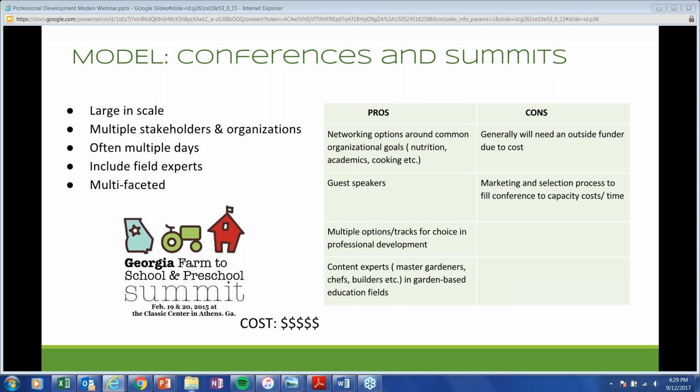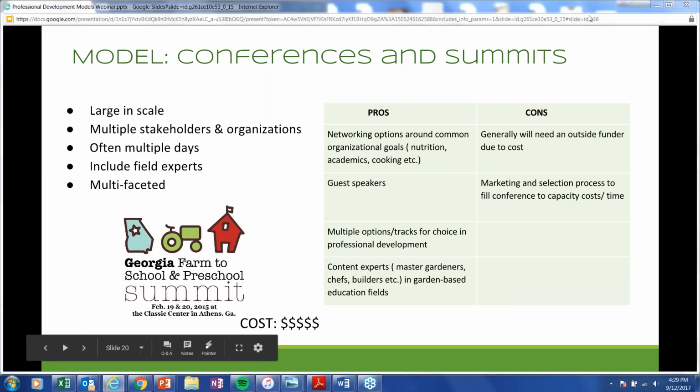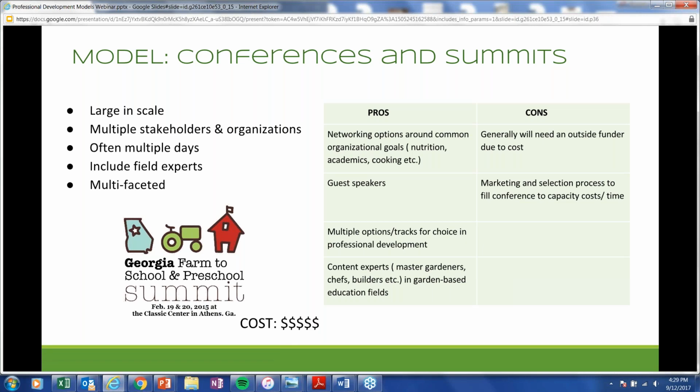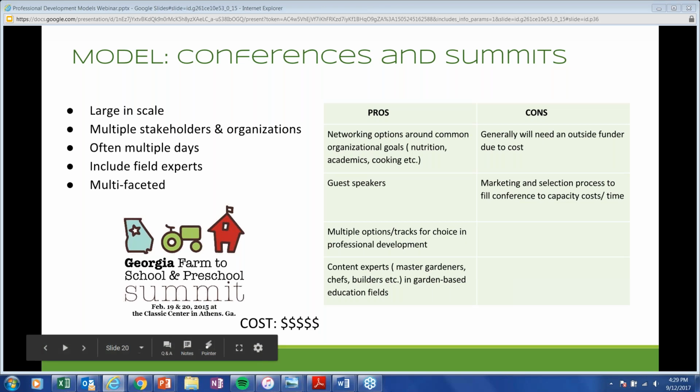Cons: expensive. You generally need an outside funder. You need location. You need to get people in to speak. And marketing and selection to fill conference capacity can take some time. So if you put in all this money to a conference, you need to get people to go there. And sometimes that costs a lot. And we know that not all organizations have that.